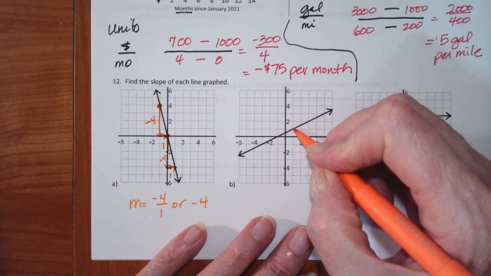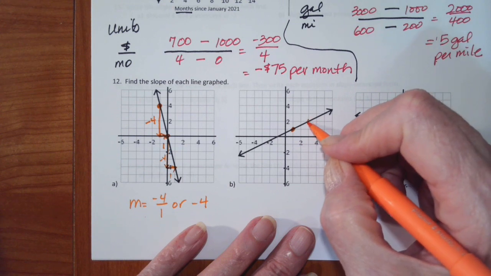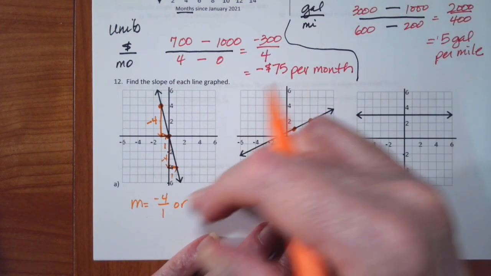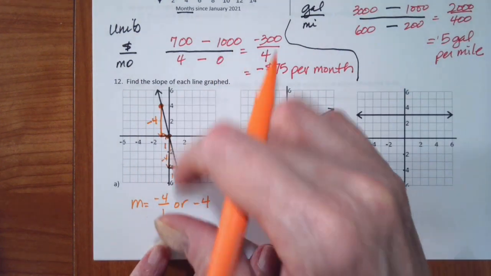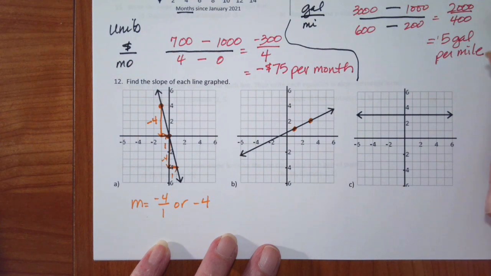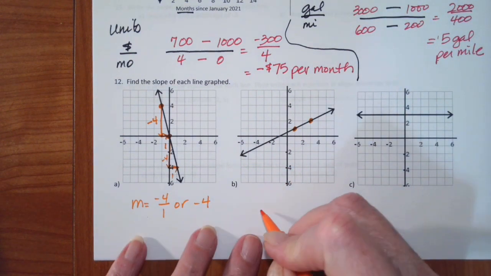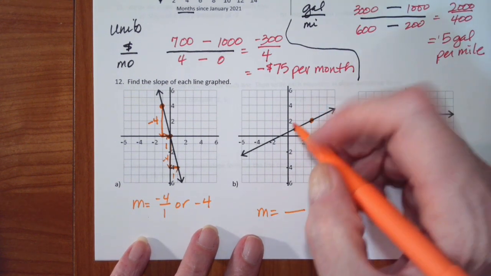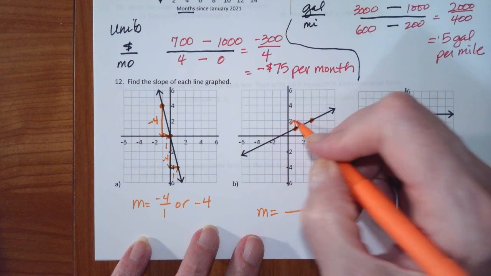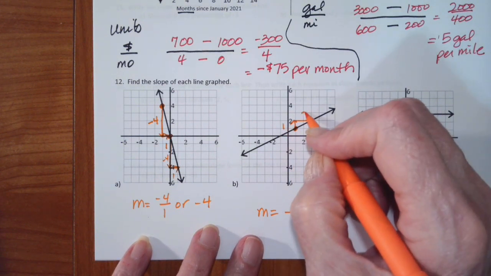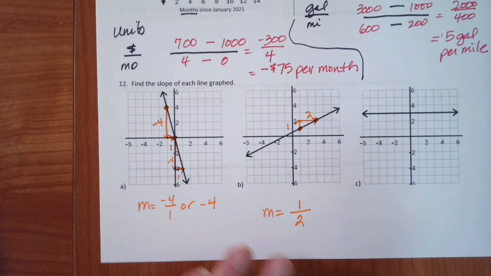Okay, let's find a couple of points here. So here's a point and here's a point where they cross the nice pretty grid lines. Now let me back up just a second. This makes sense because it's going down from left to right. It makes sense that the slope is negative. This one looks like my slope is going to be positive because it is going up from left to right. So from left to right, I go up 1 and to the right 2, so my slope is 1/2.